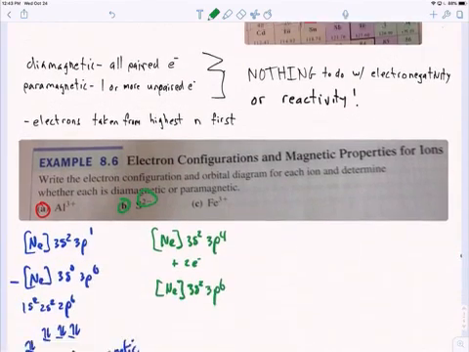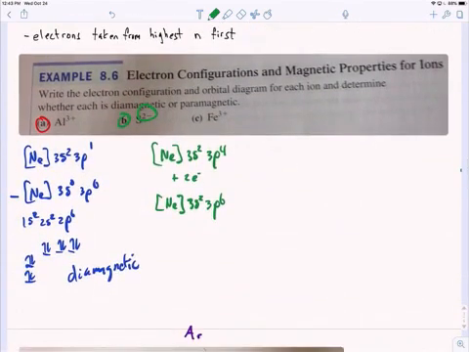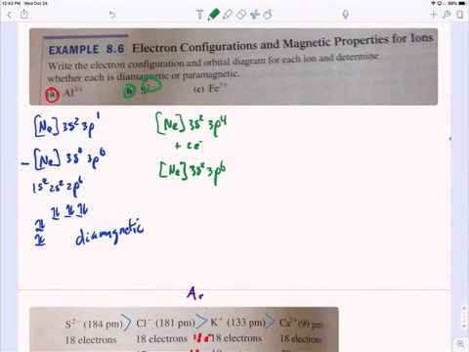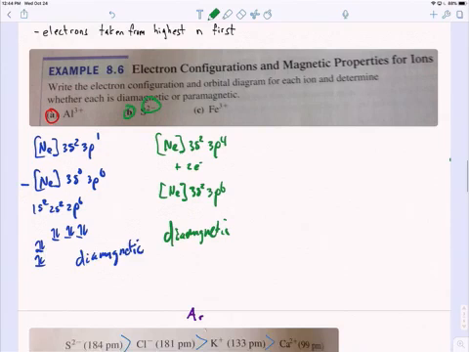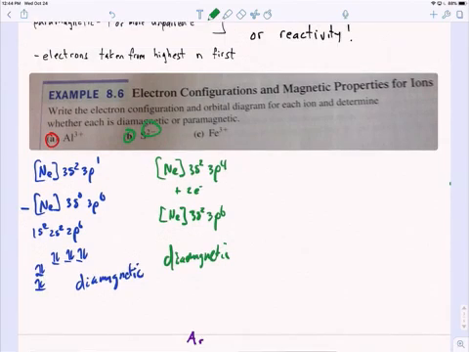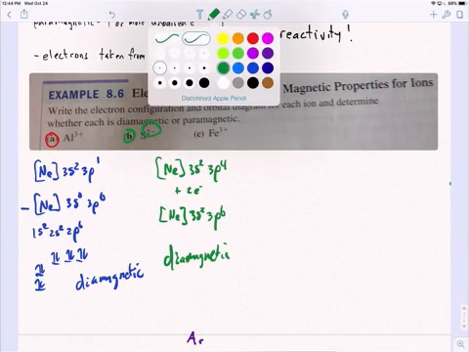So sulfur wants to be like argon with the octet rule. And just like with aluminum plus 3, the sulfur is going to have all the s's and all the p's paired up. This is diamagnetic. So, questions when I do this one? Just add 2 electrons. Okay, iron plus 3 is going to be a little more complicated.